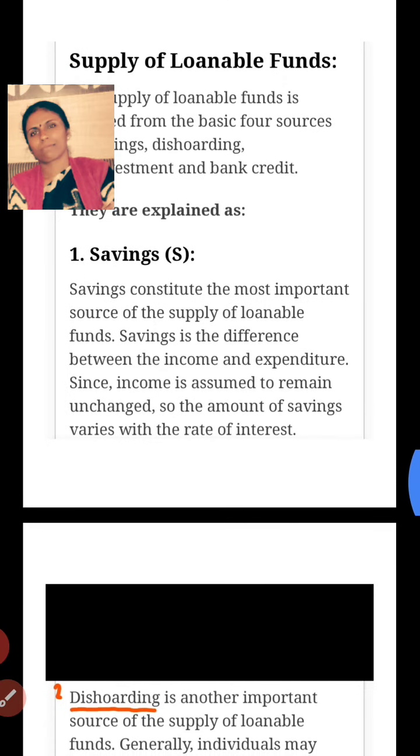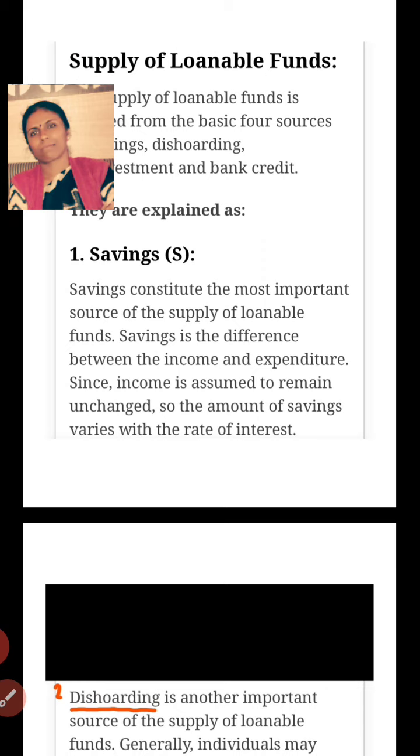Coming to the first one, saving. Saving is a very important factor that determines the level of supply of loanable funds. So, what is saving? Saving refers to the difference between income and consumption, and saving is equal to Y minus C.